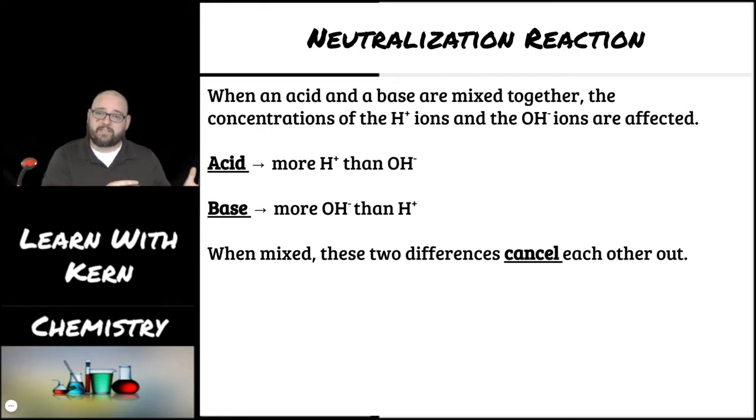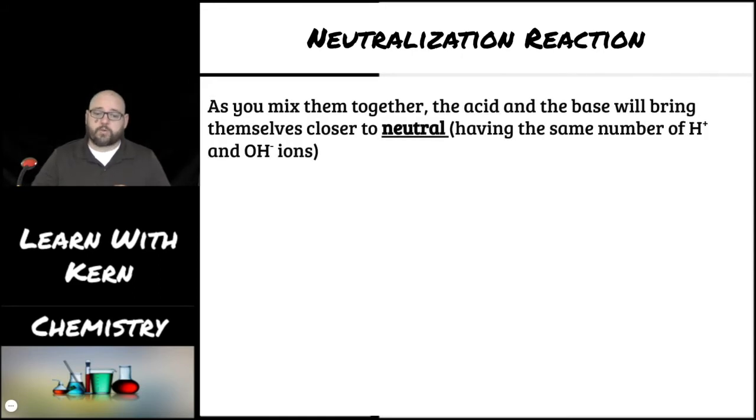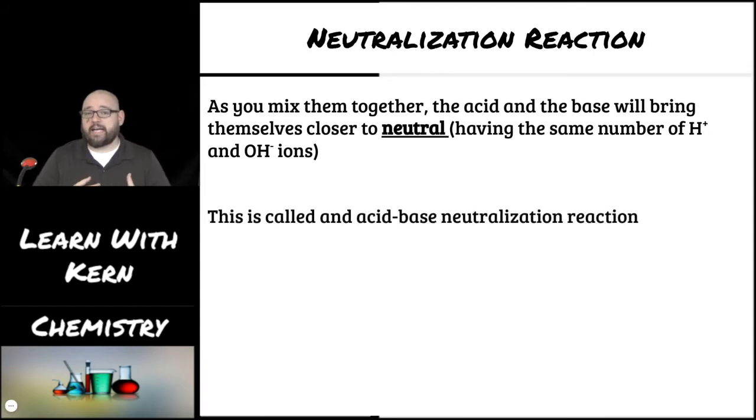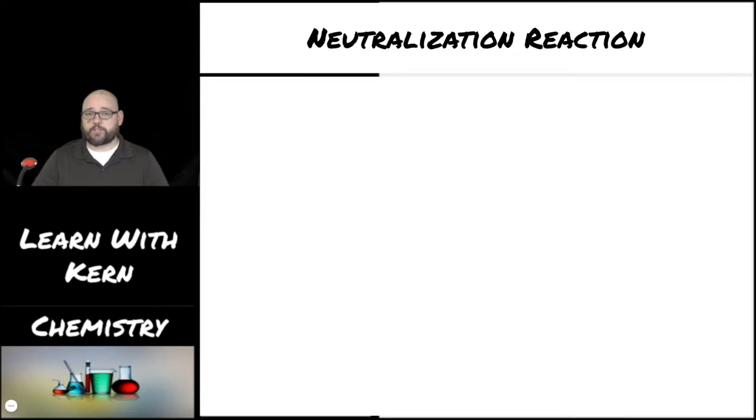If you've got an acid and you add a base, it's going to bring that pH up towards 7. If you have a base and you add an acid, it's going to bring the pH down towards 7 because you're getting closer to having an equal number of hydrogens and hydroxides. So as you mix them together, they're going to bring themselves close to neutral. That is what we call an acid-base neutralization reaction. When they are neutralizing or becoming closer to neutral is a neutralization reaction.